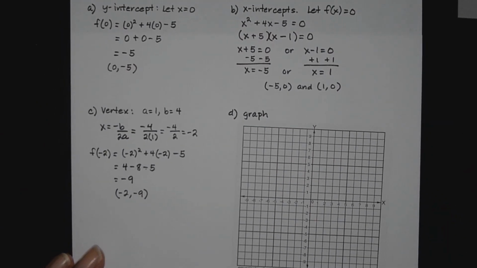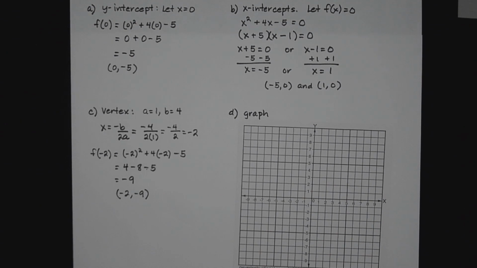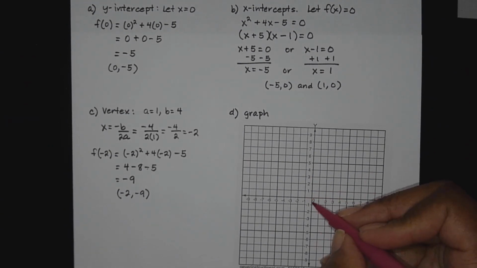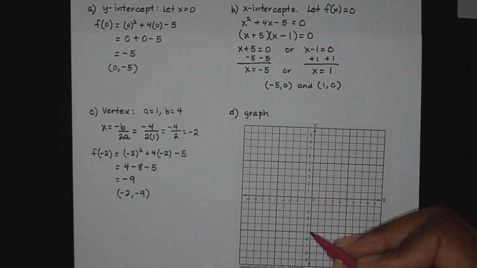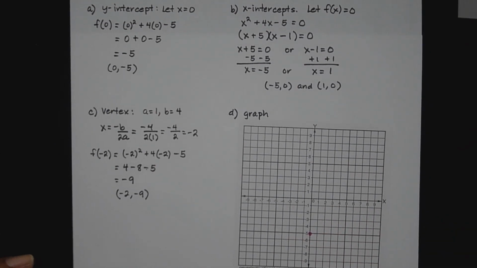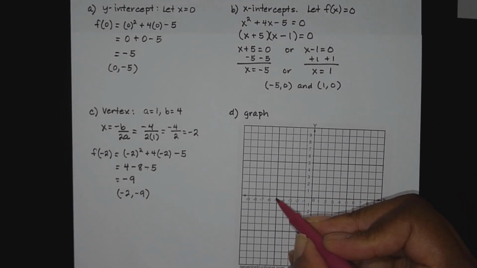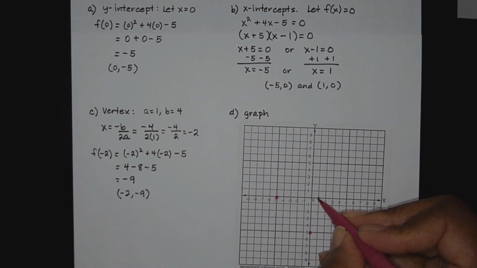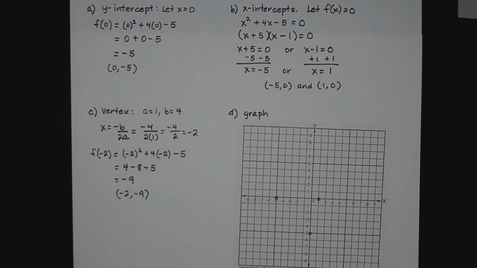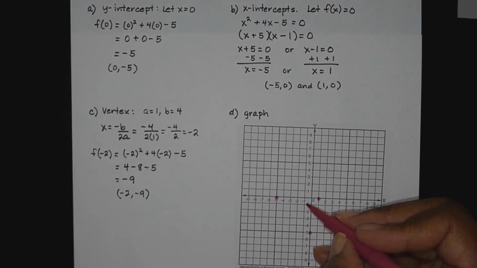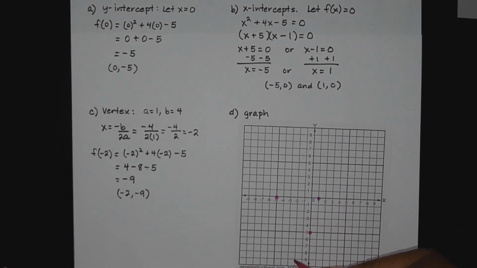So already we know what our y-intercept is. That's going to be 0, 5. I mean 0, negative 5. So instead 0 would go down to negative 5. My x-intercepts are negative 5, 0, and 1, 0. Negative 5, 0 here, and 1, 0 is here. And then my vertex is negative 2, negative 9. That'd be to the left 2 and down 9.